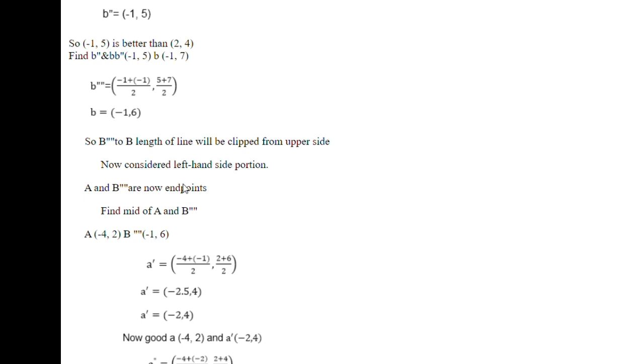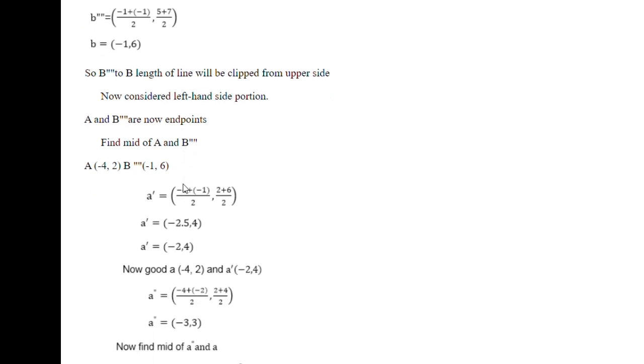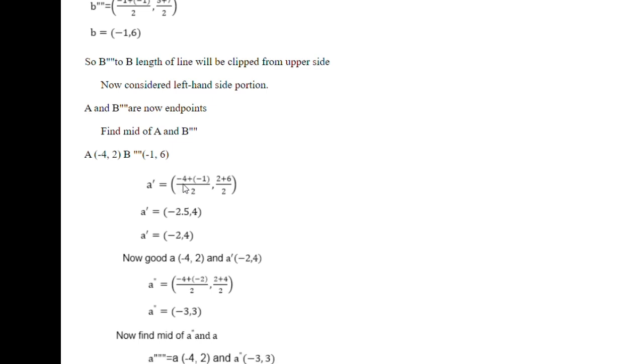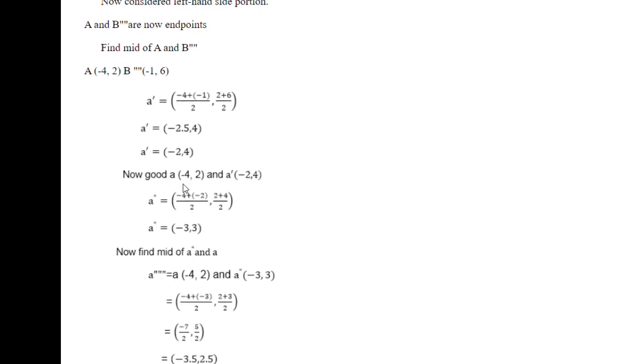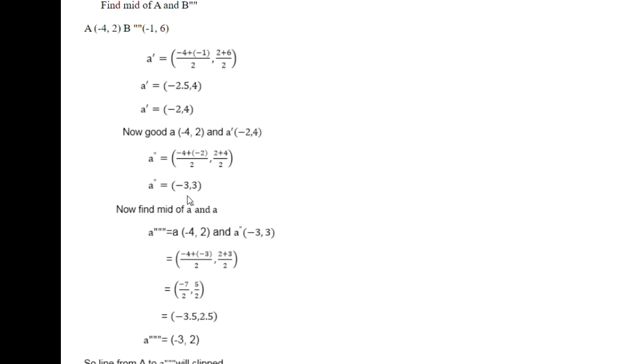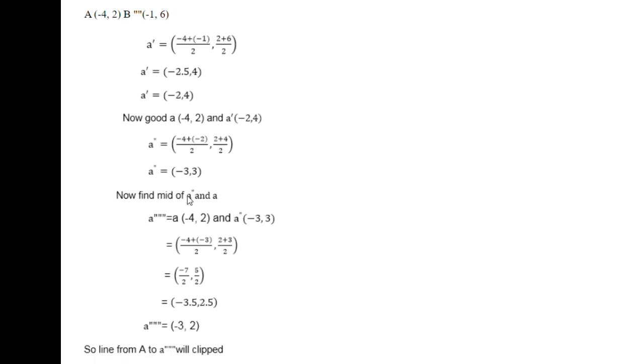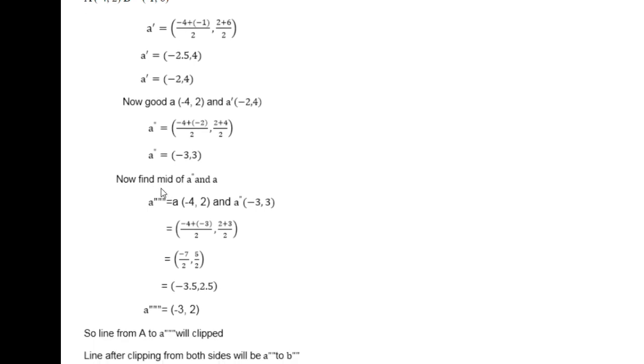the line is visible. So A and B double dash are now endpoints. Find the mid of A and B double dash. Our coordinates are minus 4 comma 2 for A and minus 1 comma 6 for B. A dash equals to (minus 4 plus minus 1) divided by 2 and (2 plus 6) divided by 2. Hence we got A dash equals to minus 2 comma 4. We have rounded off this 2.5. Now we have A minus 4, 2 and A dash equals to minus 2, 4. Again we apply the midpoint theorem and we got our A double dash minus 3, 3.